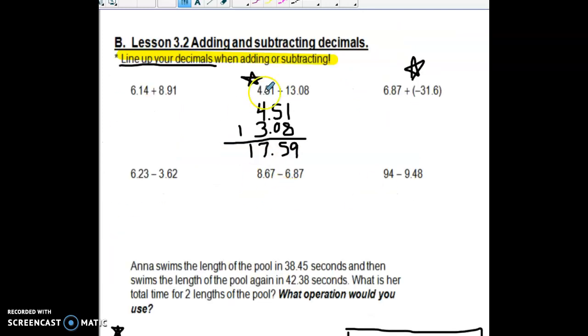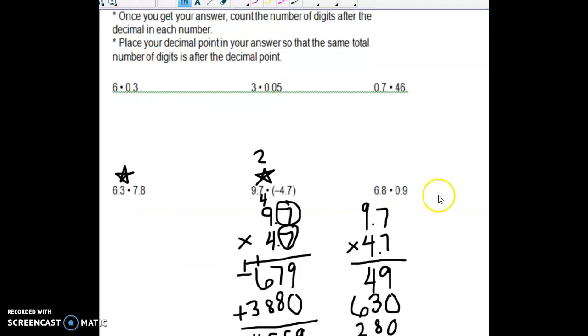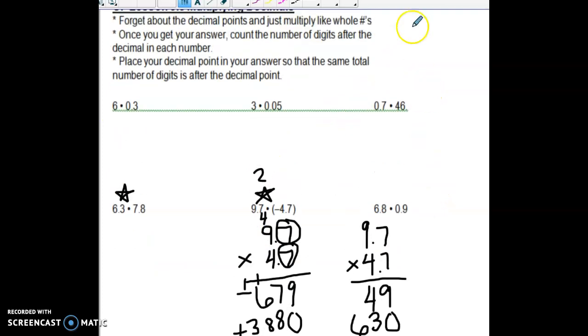For section 3-2, I want you to do the word problem and then pick 1 more. Pick 1 more problem. So you're doing 2 problems here. You're doing the word problem and then one of the ones we haven't done so far. Okay. In section 3-3, I want you to pick 2 more. Pick 2 problems that we haven't done together and do those.